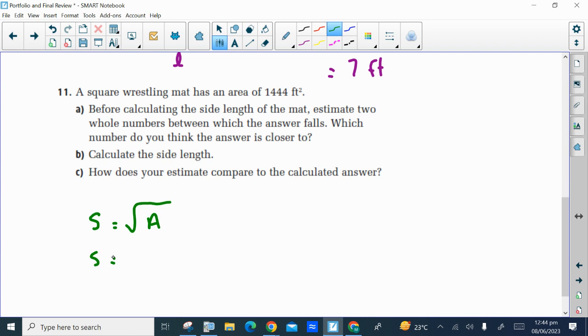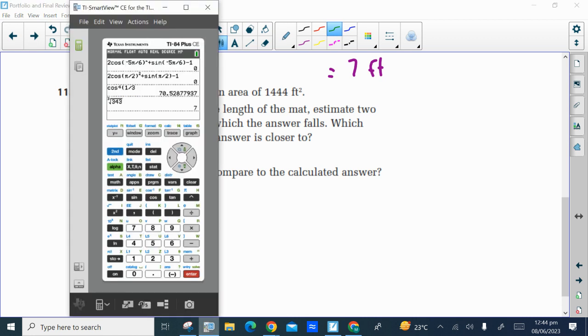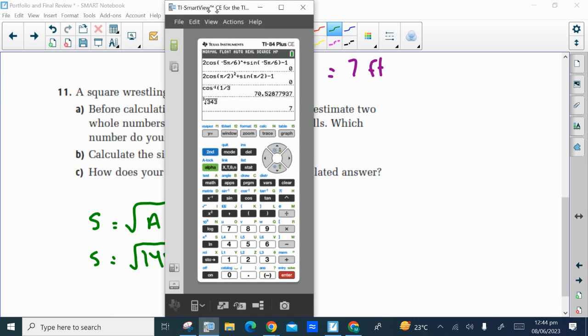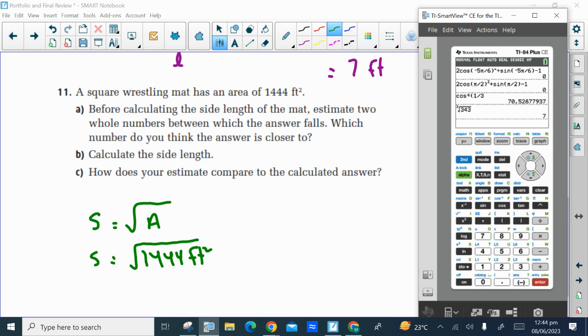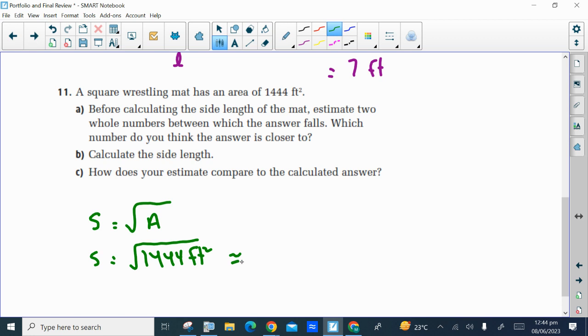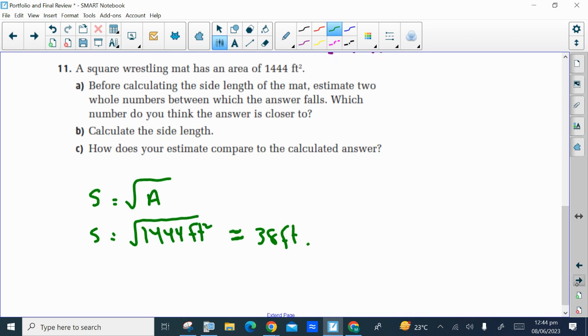We saw that above. So in this case, it would be the square root of 1,444 square feet, which we'll use our calculator for. That'll be 38 feet, exactly. So that's the length of each edge of the square mat.